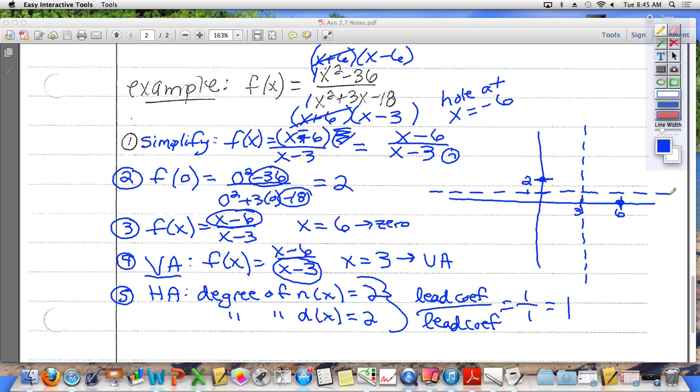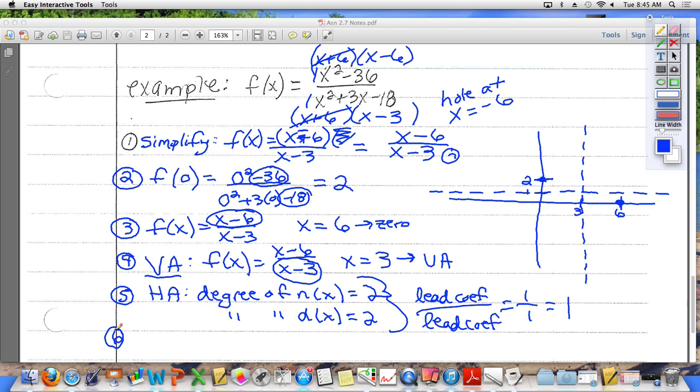Alright, and then step number 6. This is where we have to start trying some other values of x. Where should we try some other values of x? We have a vertical asymptote at 3. We have a y-intercept when x is 0. So what should we do? Let's try next value of 2.